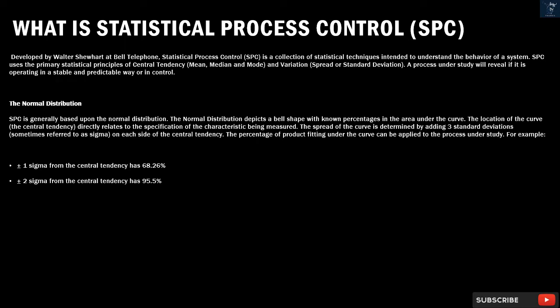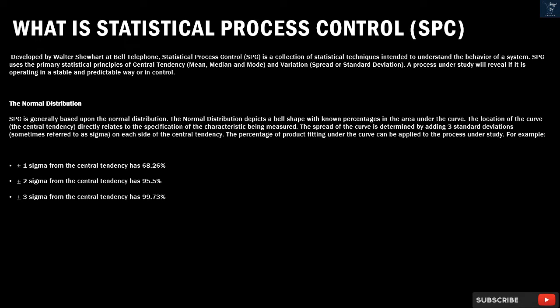The normal distribution. SPC is generally based upon the normal distribution. The normal distribution depicts a bell shape with known percentages in the area under the curve. The location of the curve, the central tendency, directly relates to the specification of the characteristic being measured. The spread of the curve is determined by adding 3 standard deviations, sometimes referred to as sigma, on each side of the central tendency. The percentage of product fitting under the curve can be applied to the process under study.